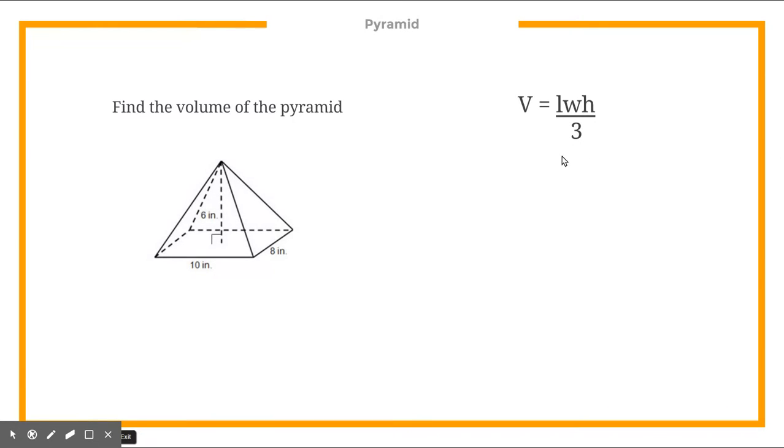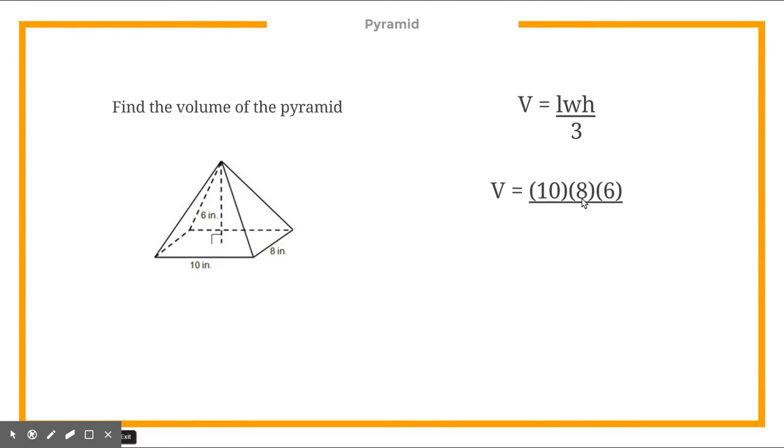And the height, this is very important. The height is always the thing that forms a 90-degree angle. So you can see that from the top of the pyramid down to the base of the pyramid, this forms a 90-degree angle. And this 90-degree angle tells us that this is going to be our height.